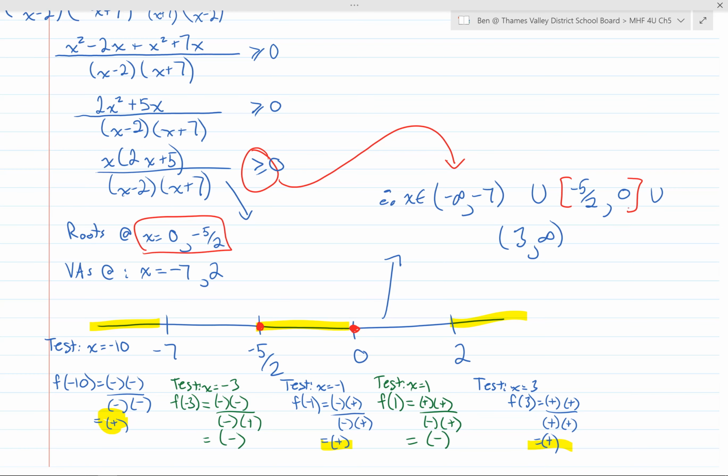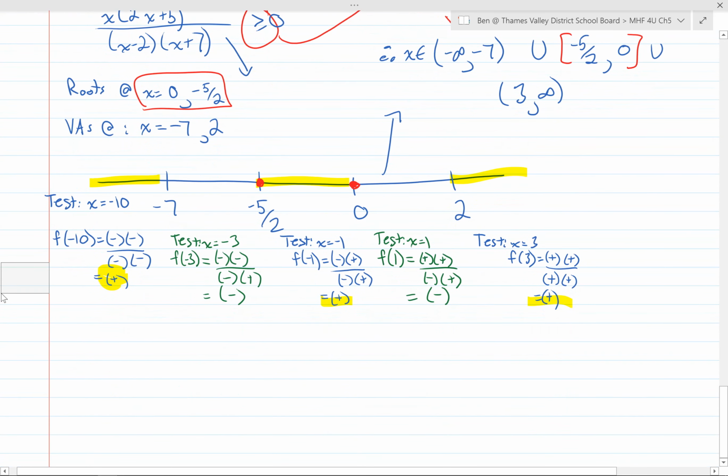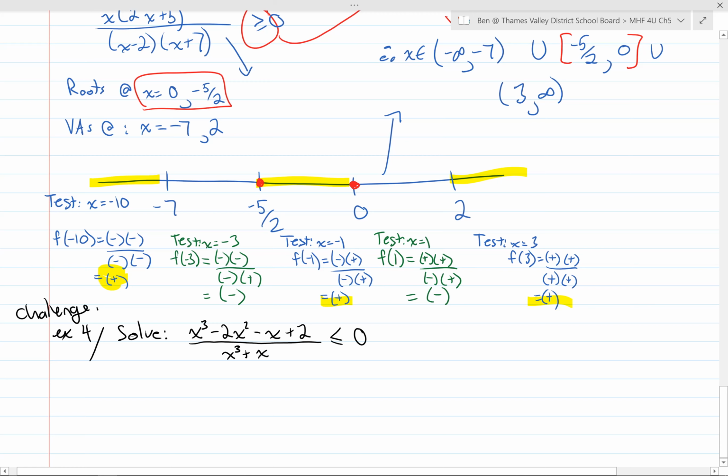I may post a full solution. You know what, I realize it's getting long. I'm not going to go through the full solution, but I'll give you another example. So example 4, solving x cubed minus 2x squared minus x plus 2, all divided by x cubed plus x, and you're trying to find where this is less than or equal to 0. This is a little bit of a challenge problem for you, because it's really relying on many of our previous skills.